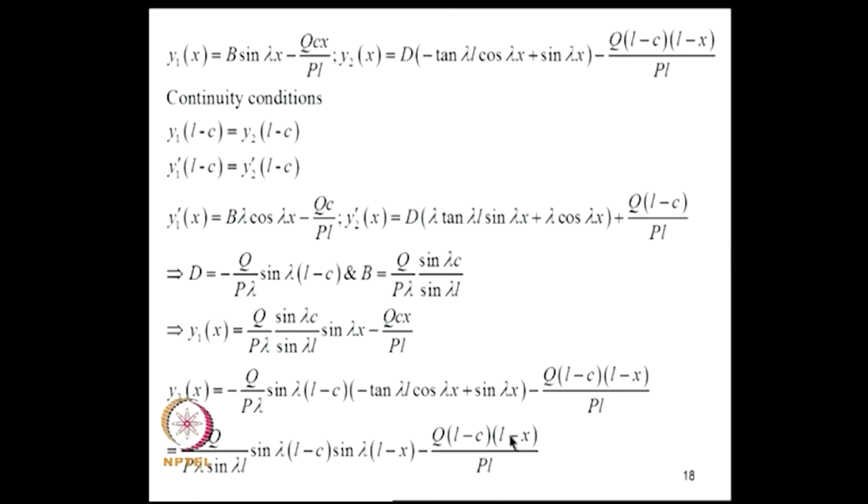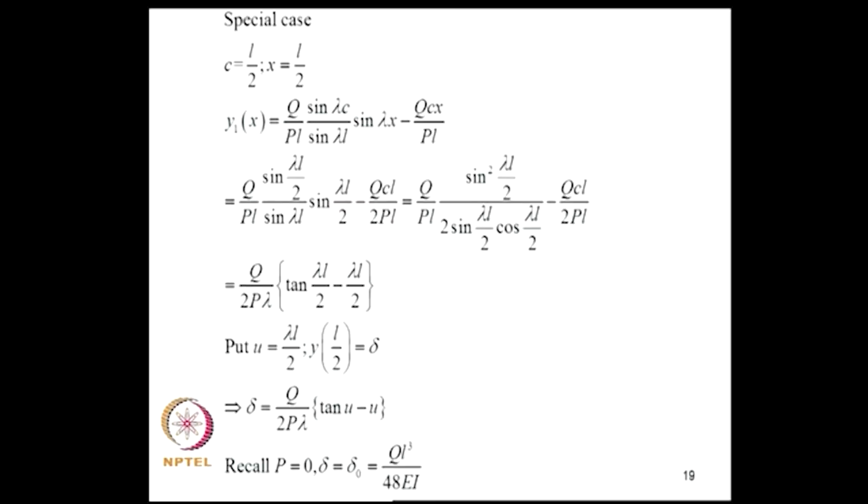To understand what this specifically means, we will consider a special case. The point of application of the load is at L by 2 and we are interested in the response at L by 2. So, y1 of x is this, therefore, at x equal to L by 2 I get this, and I need to manipulate a bit, and if I do this I will get y1 of x to be given by q over 2p lambda into tan lambda L by 2 minus lambda L by 2.